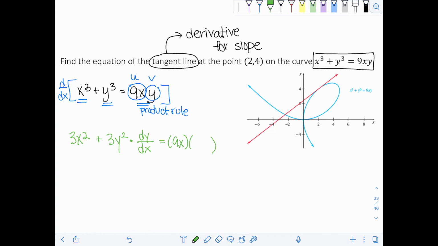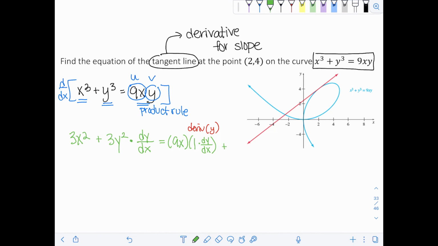But now I could multiply by the derivative of y. The derivative of y, if you treated it just like an x, would be 1. But since the variables don't match up here, that's why we need to multiply by dy dx.